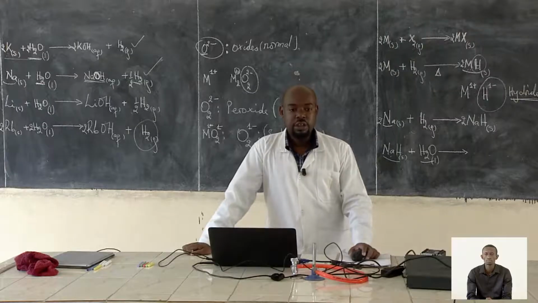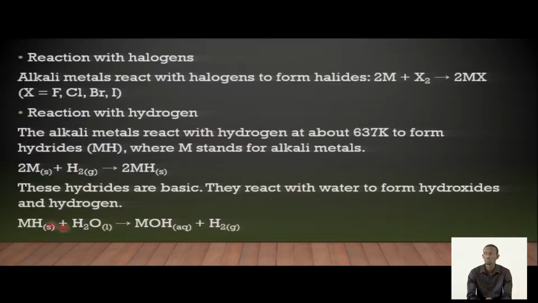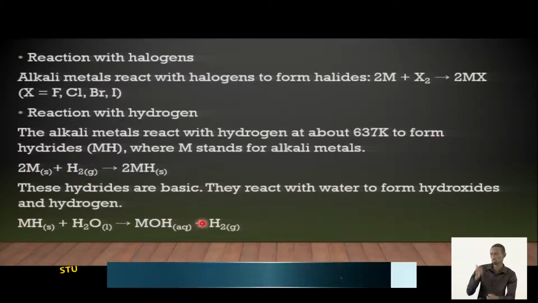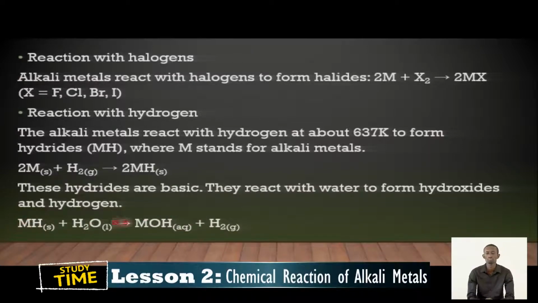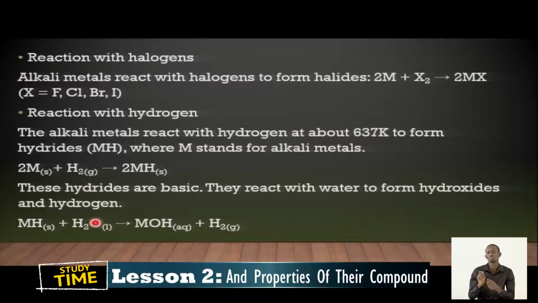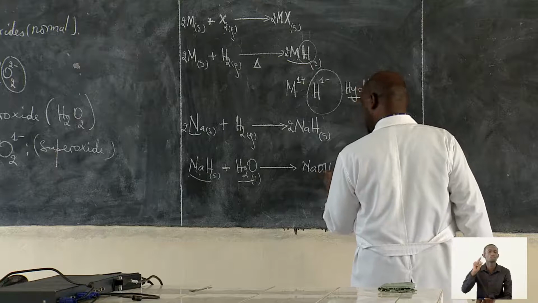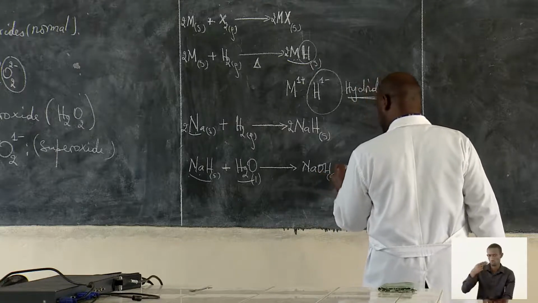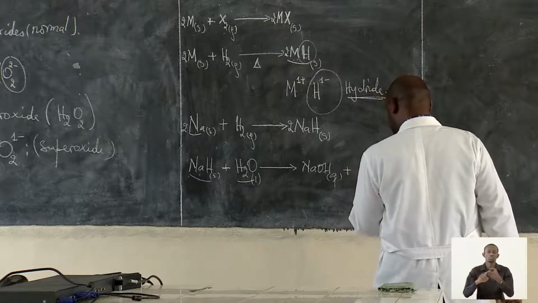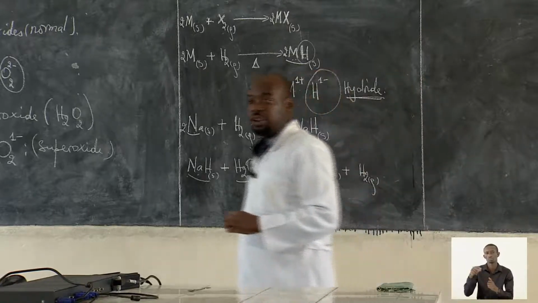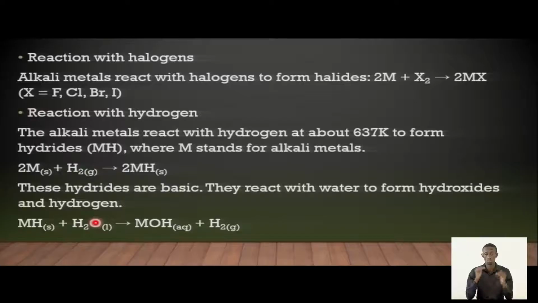Here we have the general formula, or the general equation, you can use. You can refer to this one and complete it. And what we get is sodium hydroxide, which is soluble, plus hydrogen gas. Is our equation balanced? Let's check.